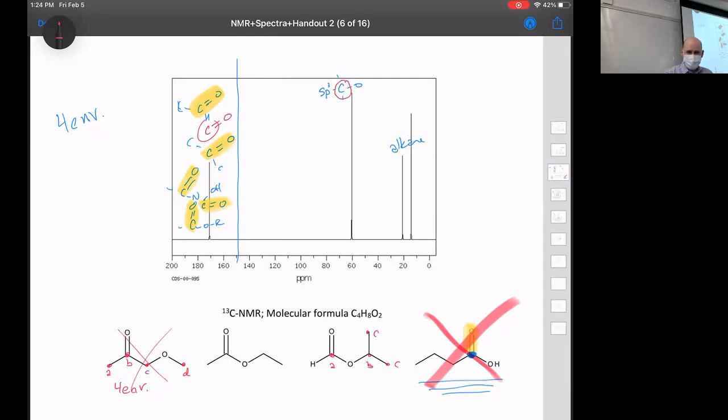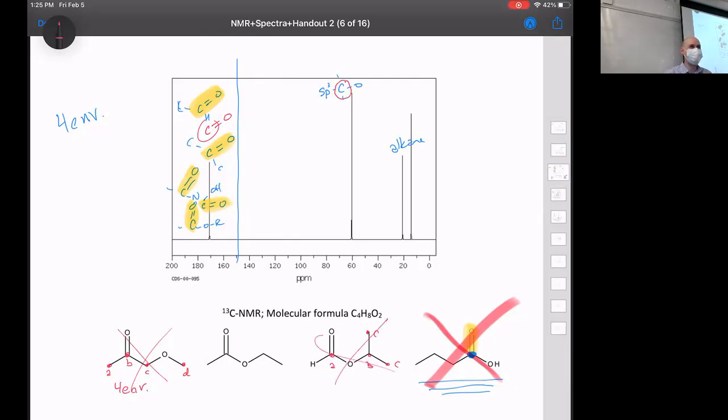Where would you expect this B to show up? 60 to 90, exactly. So this would be right here. But then because those environment C's are identical, it's only one environment. So it only gives you one peak around here. Okay.